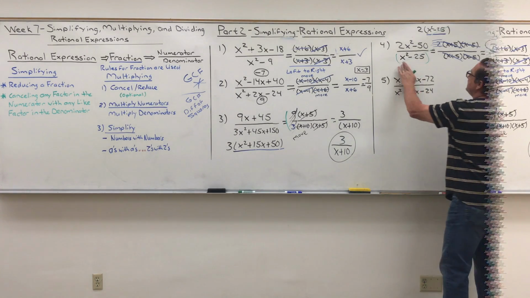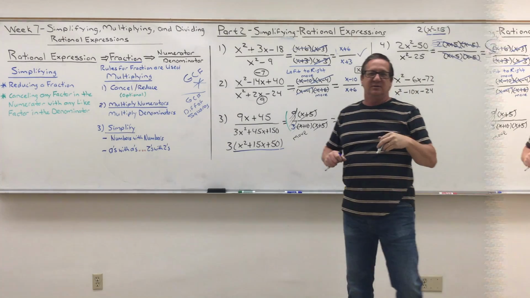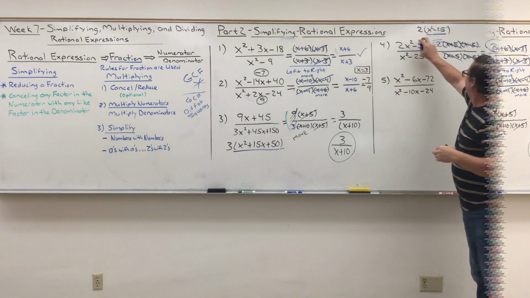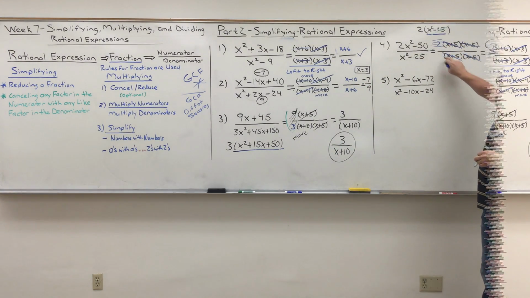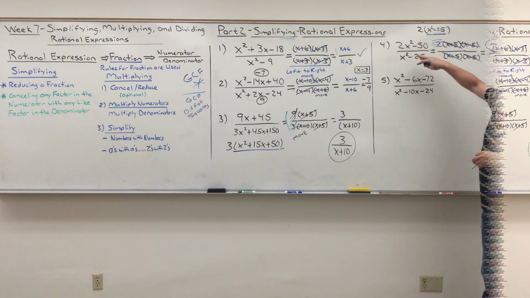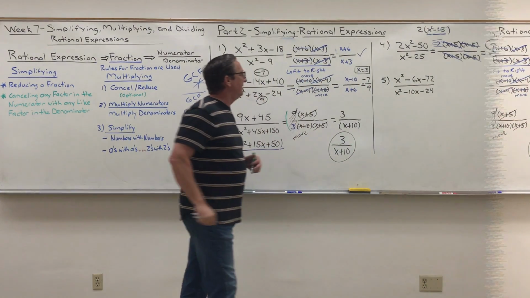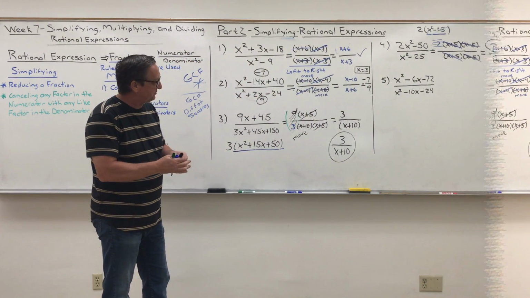Now, I don't want to confuse anyone and get you to start crossing things out. So the safe move: factor, factor, cancel and move. Factor, factor, cancel and move. All right, we got one more left. We have 2 trinomials right there.